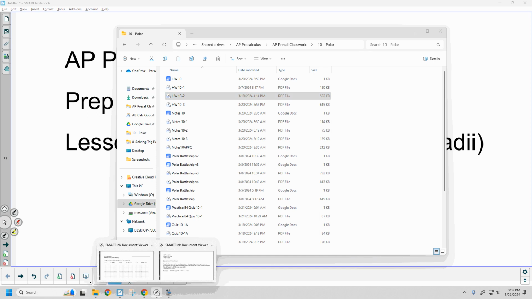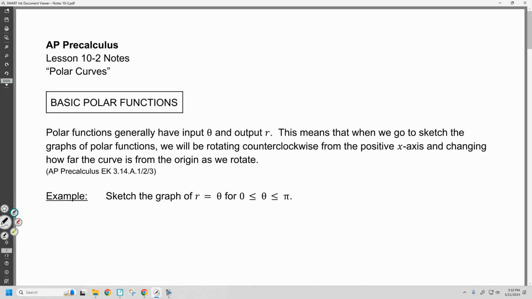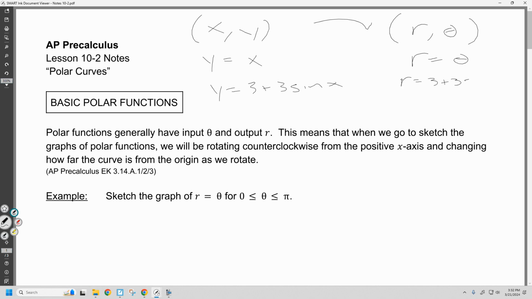Think about it the wrong way. We are used to x's and y's, and now we are talking about r's and thetas. We are used to y equals x's, y equals 3 plus 3 sine x. The graphs we are going to look at are r equals theta and r equals 3 plus 3 sine theta. Okay? Now, what do you notice? Theta is replacing x. r is replacing y.